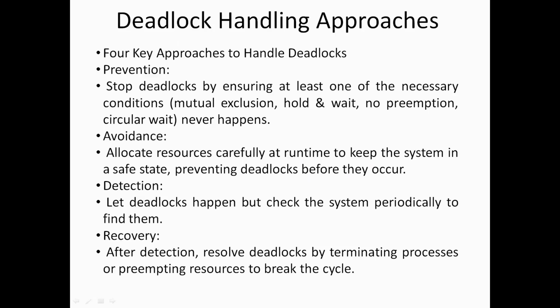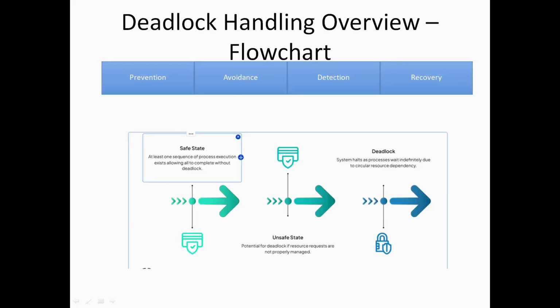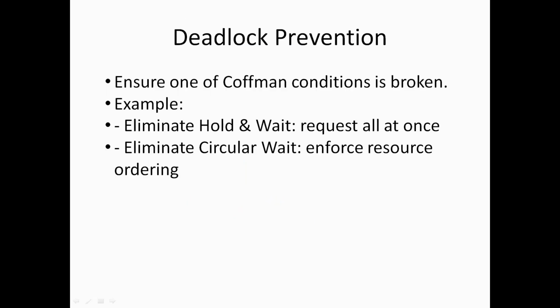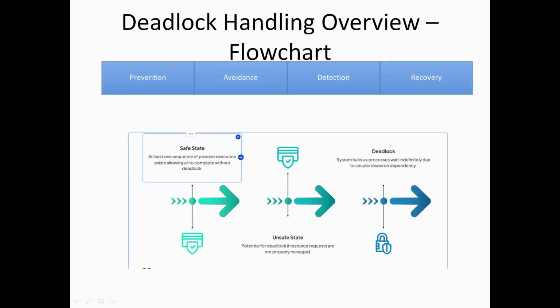Now I'll be explaining deadlock handling approaches. There are four key approaches. The first one is prevention, the second is avoidance, third is detection, and fourth is recovery. Prevention stops deadlocks by ensuring at least one of the necessary conditions cannot hold. Second, avoidance allocates resources carefully at runtime to keep the system in a safe state, preventing deadlocks before they occur. In detection, deadlocks may happen, but we check the system periodically to find them. And in recovery, after detection, we resolve deadlocks by terminating processes or preempting resources to break the cycle. Now we'll see a flowchart on deadlock handling, giving an overview. After prevention and avoidance, it checks if the system is in a safe state, then it proceeds. But if it's in an unsafe state, then it waits.